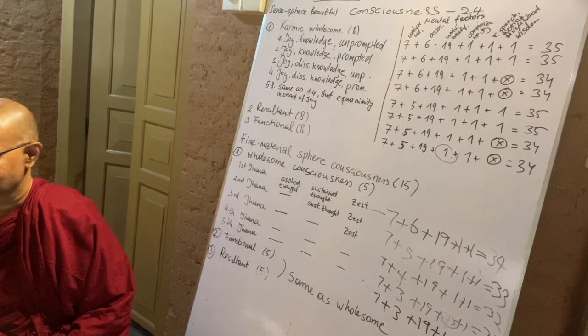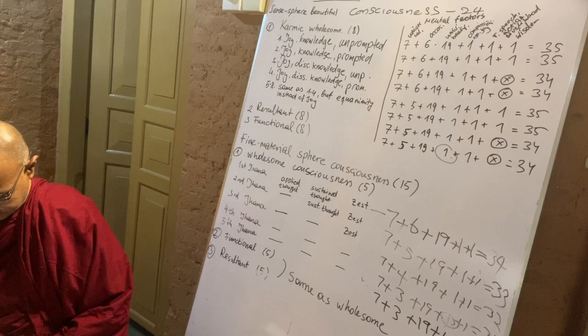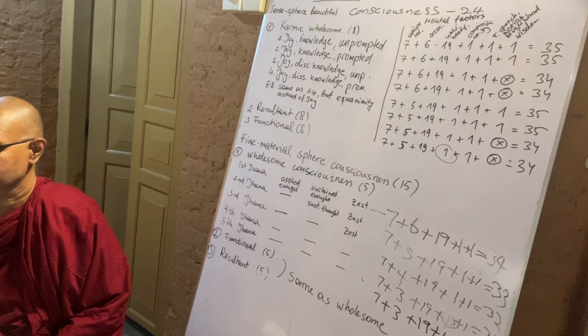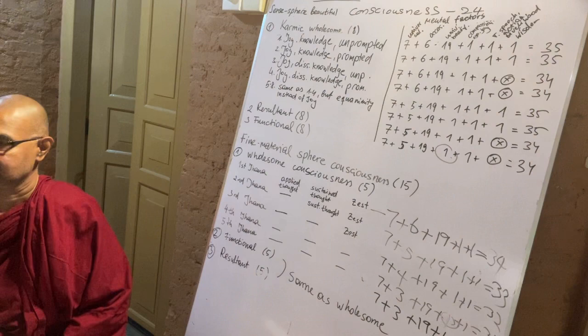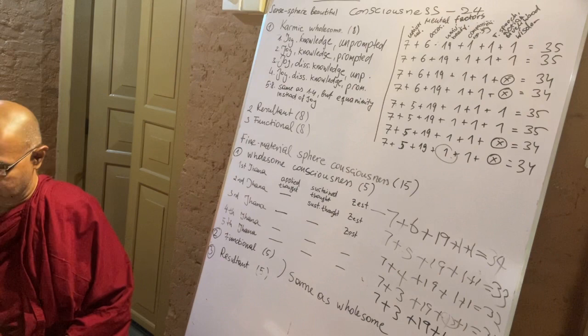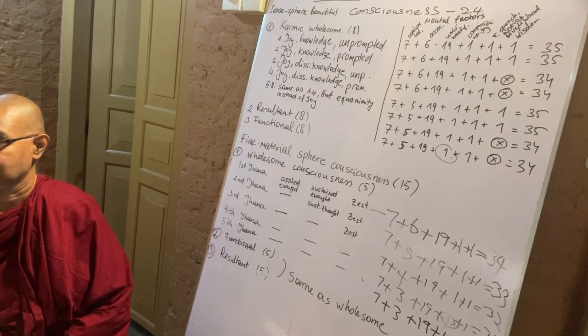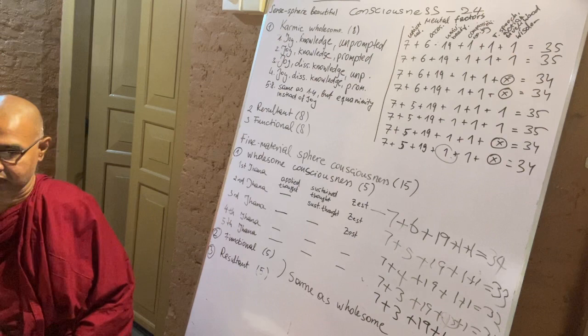Next, the second immaterial sphere has 40,000 eons as their lifespan. The third realm has 60,000 eons as their lifespan. And the fourth one gets 84,000 eons as their lifespan. So it is an extremely long period. We can't imagine.